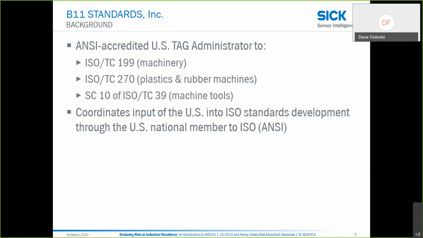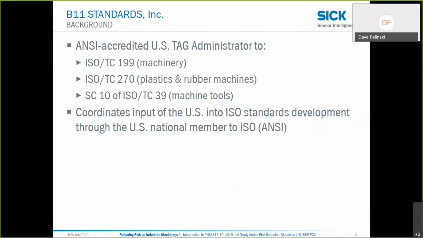That's the home of the vast majority of standards, which many of you are probably very familiar with, like ISO 12100 or 13849, et cetera. There are about 40 standards in their portfolio. ISO TC270, which is a new technical committee on plastics and rubber machine safety, and also subcommittee 10 of ISO TC39, which is on machine tool safety. So as the TAG administrator, B11 Standards coordinates the input of the United States into that ISO process, and we do that through our ISO member, which is ANSI itself.